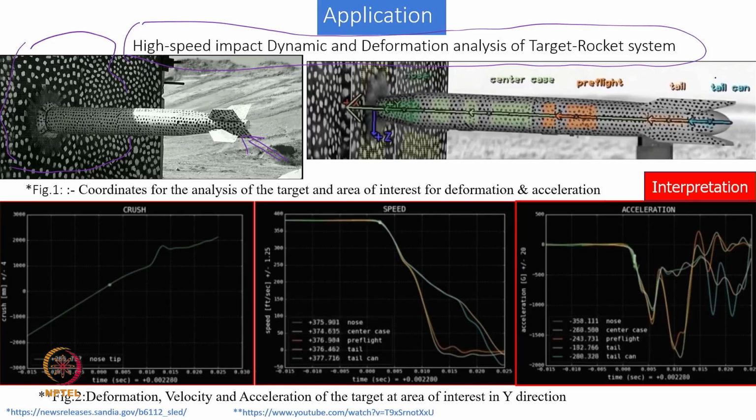The rocket can also be divided into 5 different parts: tail, pre-flight, case, center and the nose. So, there are 5 different subsections in a rocket, and we are trying to figure out what the response will be. You can see how this rocket is crashing, that has been plotted. Similarly, the speed of the rocket, how it varies as it impacts the surface, has been shown. Acceleration has also been shown for the different sections, the nose, center and so on.